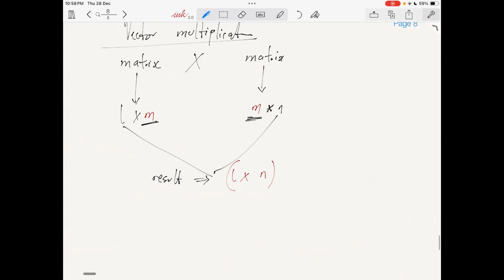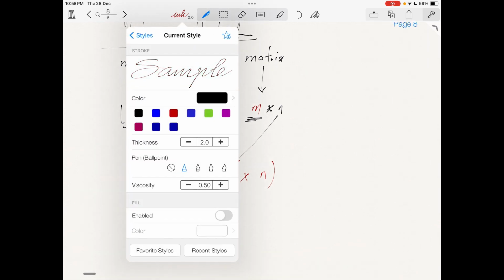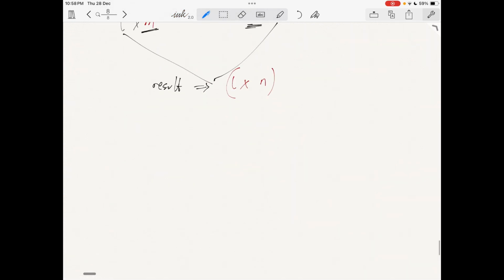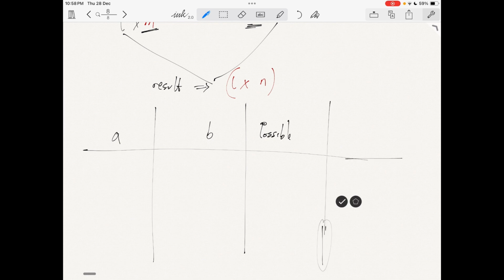To understand this better, let's have two matrices. Let's have a table. Let's call these matrix A and matrix B, with their orders. Is multiplication possible, and then what is the result?